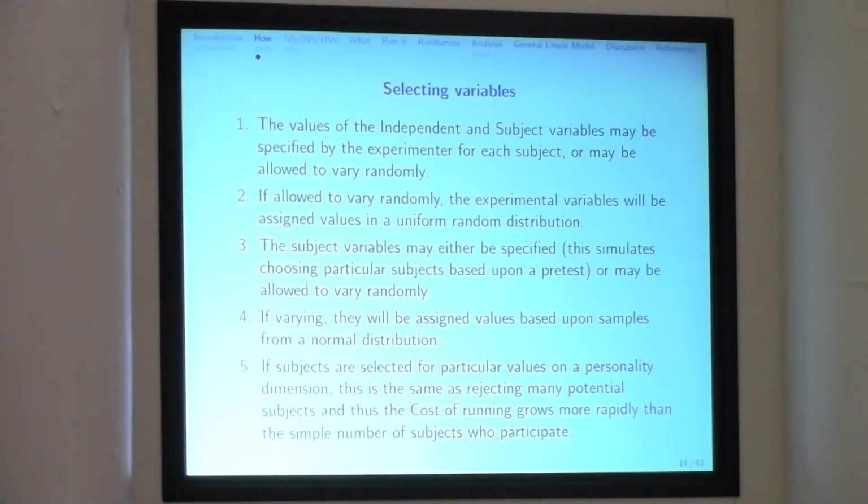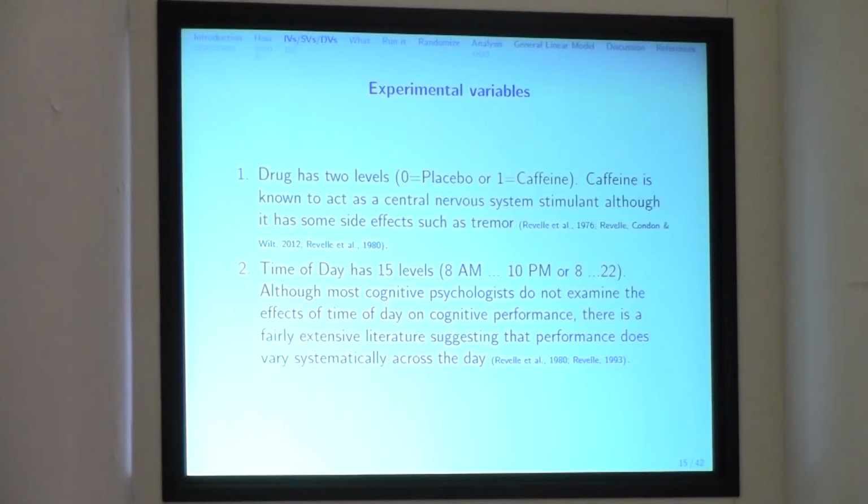Subjects: if you don't specify the characteristics of the subject, they are allowed to vary randomly. So if you say, I don't care about the gender of the subject, I don't care about their impulsivity, I don't care about their anxiety, those are just randomly varied by the program. If you specify it, you can control it. And they're drawn from either a rectangular distribution or a normal distribution. So caffeine, obviously, is just rectangular.